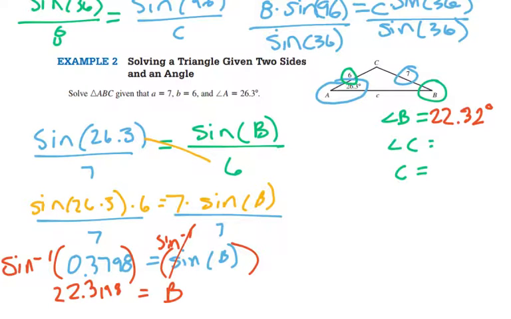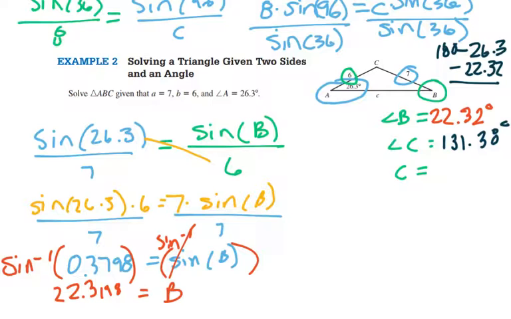And so then to get our missing angle measure c, we're going to do 180 minus 26.3 minus 22.32. And when we do that subtraction, we'll get the measure of angle c. And so that subtraction becomes 131.38 degrees.